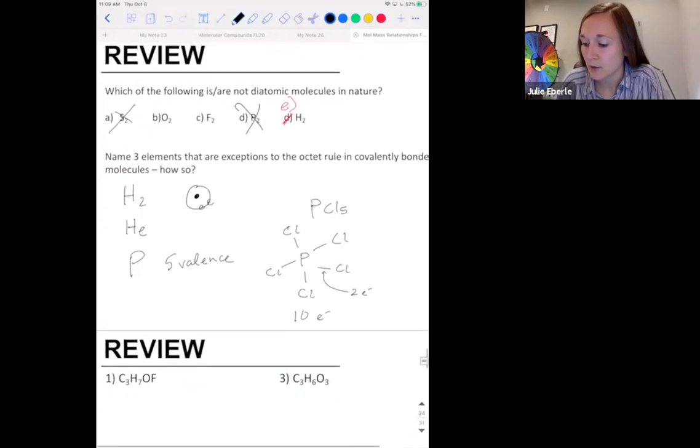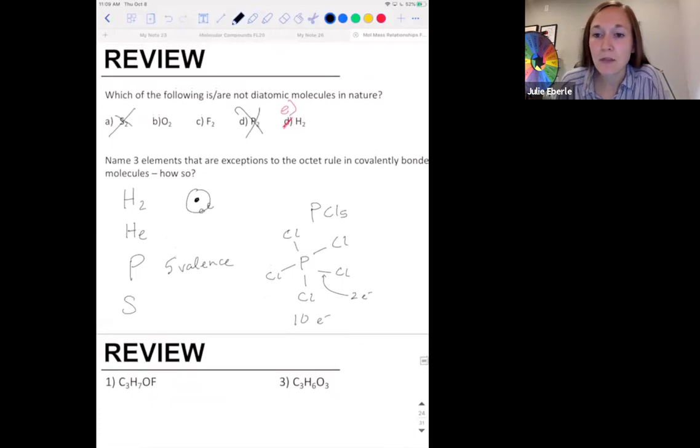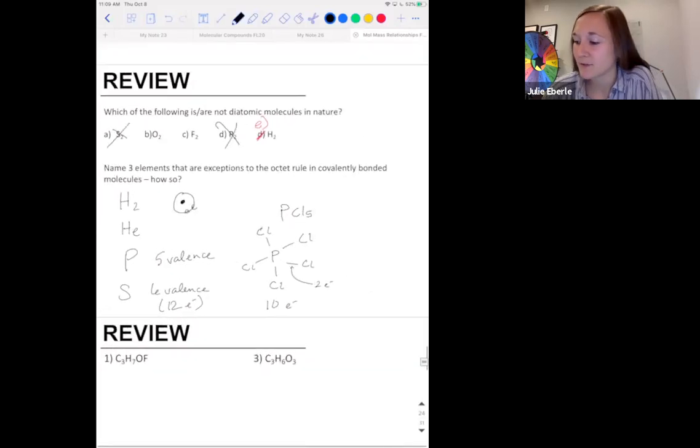Sulfur, Jenna wrote sulfur in the chat. Sulfur is also an exception. Sulfur has 6 valence. Sulfur can share all 6, and when it does so, it claims 12 electrons. So that far exceeds the octet rule. How about this one? Nobody has said this one. What about boron?